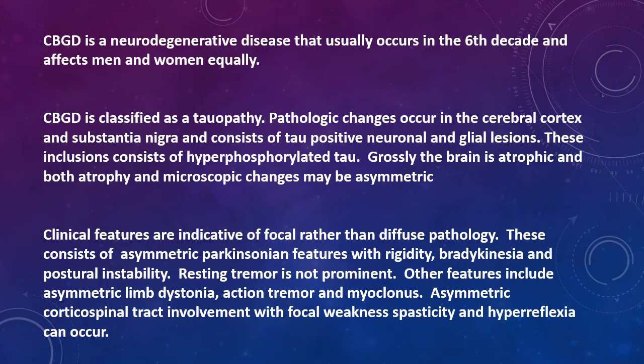Grossly, the brain is atrophic, and both atrophy and the microscopic changes may be asymmetric. Clinical features are indicative of focal rather than diffuse pathology. These consist of asymmetric Parkinsonian features with rigidity, bradykinesia, and postural instability. Resting tremor is not prominent. Other features include asymmetric limb dystonia, action tremor, and myoclonus. Asymmetric corticospinal tract involvement with focal weakness, spasticity, and hyperreflexia can occur.